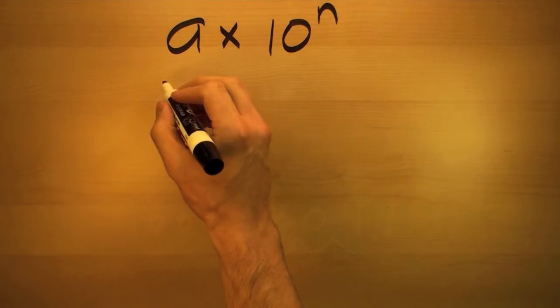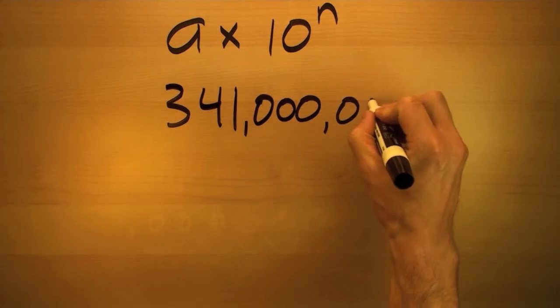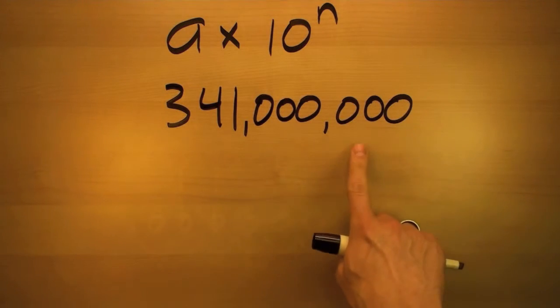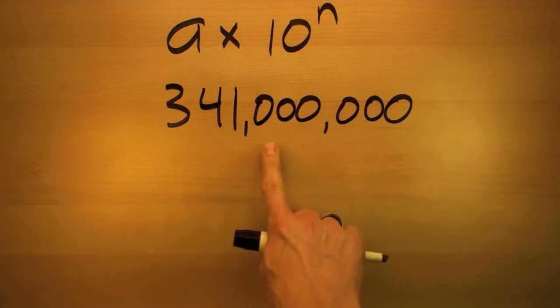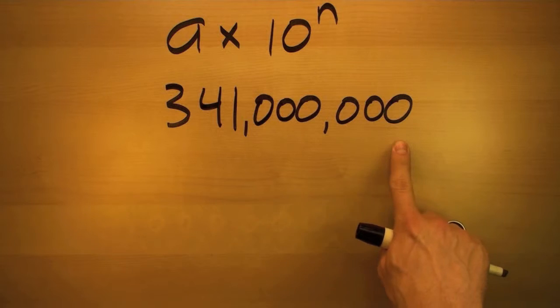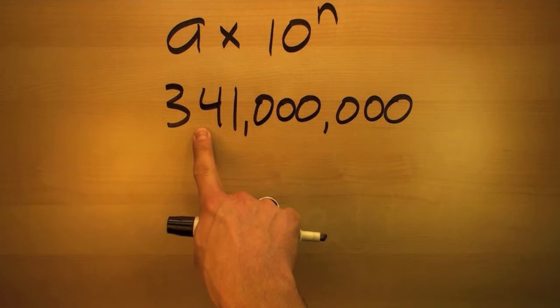So if we start off with 341 million, and we want to write that in scientific notation, then we scan the number to decide where we should put the decimal place that's going to give us an A that's between 1 and 10. So it looks like the only place would be right here. If we put the decimal right between the 3 and the 4, that's going to give us 3.41. It's the only way to get a number between 1 and 10.